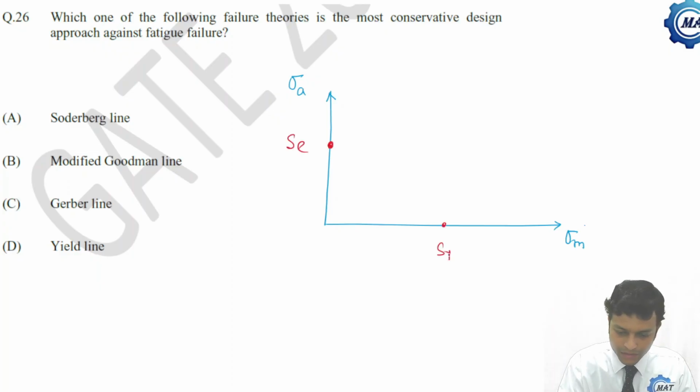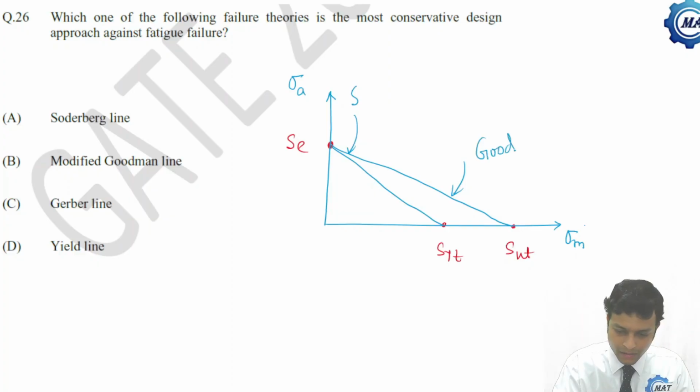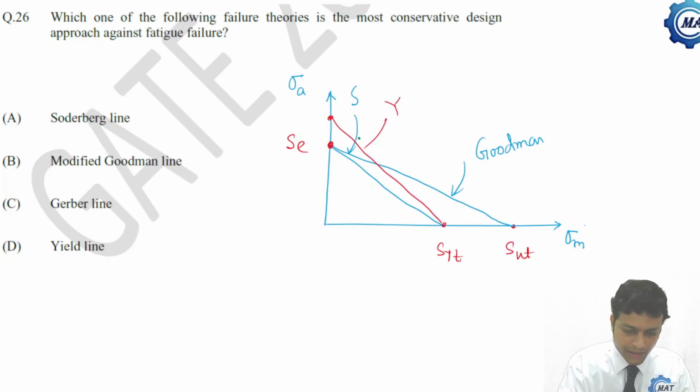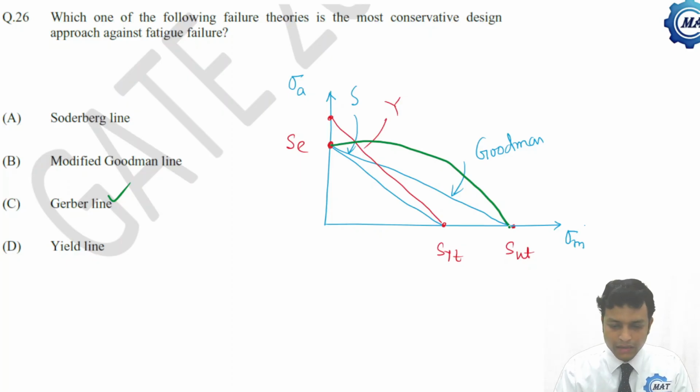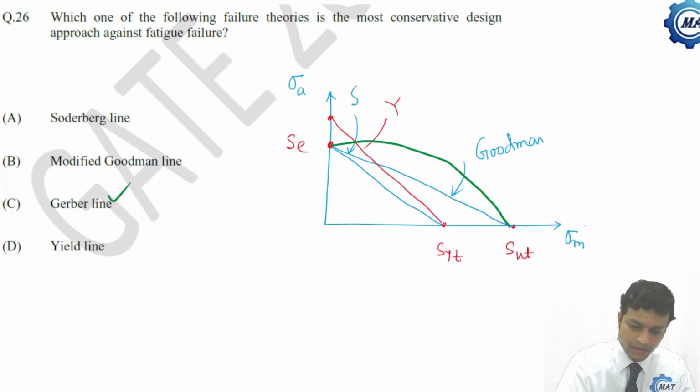Now let me draw all the lines: AC, SYT, SUT. Now this is Soderberg line, this is Goodman line, then this is the yield line, and what is Gerber line? This is the Gerber line. So which one is the most conservative? That is this, Soderberg. Soderberg is the most conservative line.